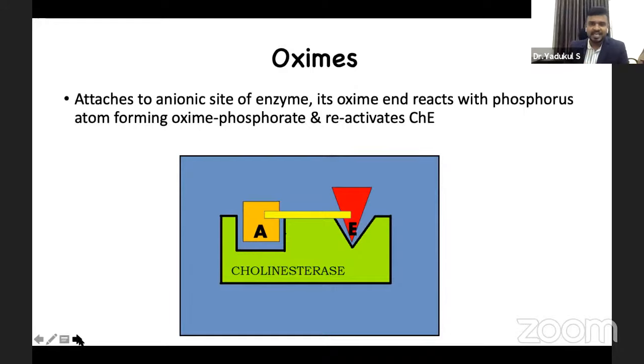Now it removes the OP compound. Whenever the OP compound is out, the enzyme is free, and it reactivates the cholinesterase enzyme. Thus, cholinesterase becomes active in the body. So the second problem is solved by the oximes. Another problem is there with oximes: there is something called aging. Once there is aging, it is irreversible. So oximes should be given before the aging of the enzyme, or else they are of no use.